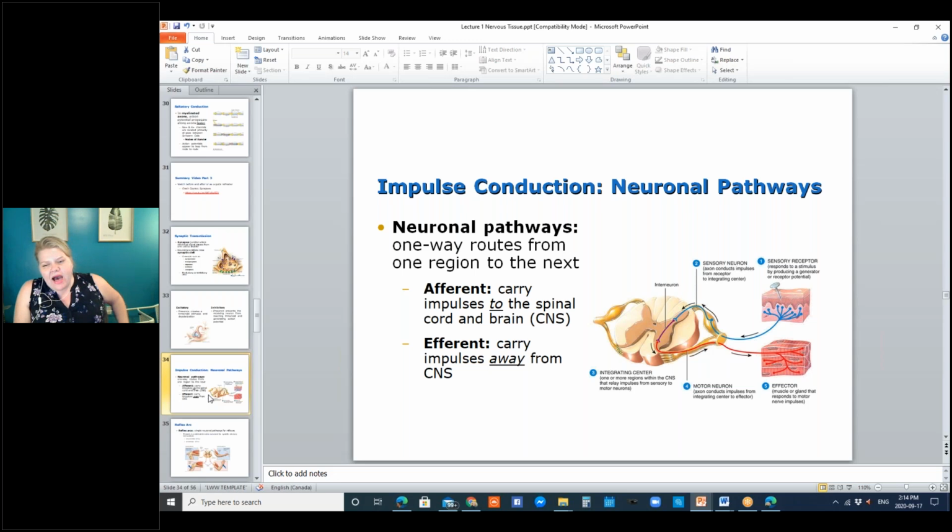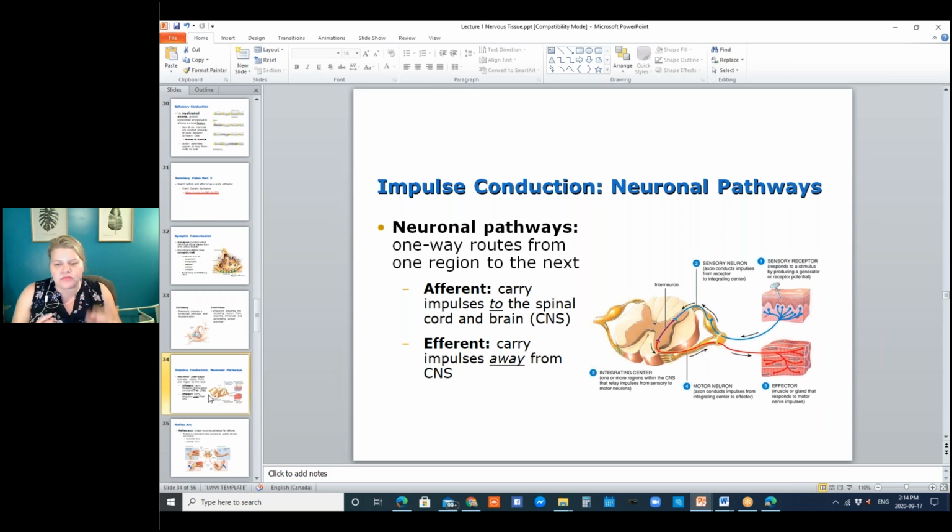Okay, so neuronal pathways are just one-way routes from one region to the next, and they're termed afferent or efferent. Afferent and sensory can be used interchangeably, and efferent and motor can be used interchangeably. In physiology, afferent, you always remember arrive. Okay, afferent, arrive, efferent is exit.